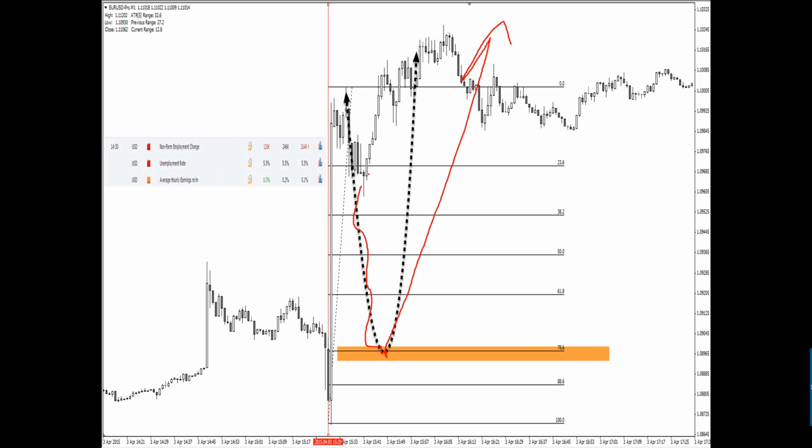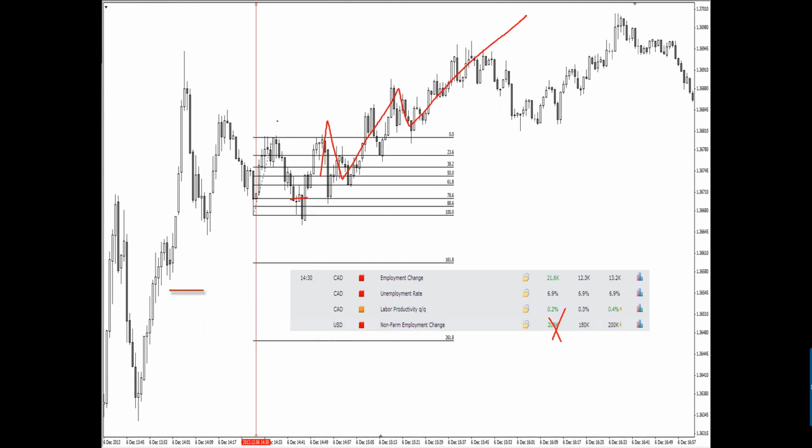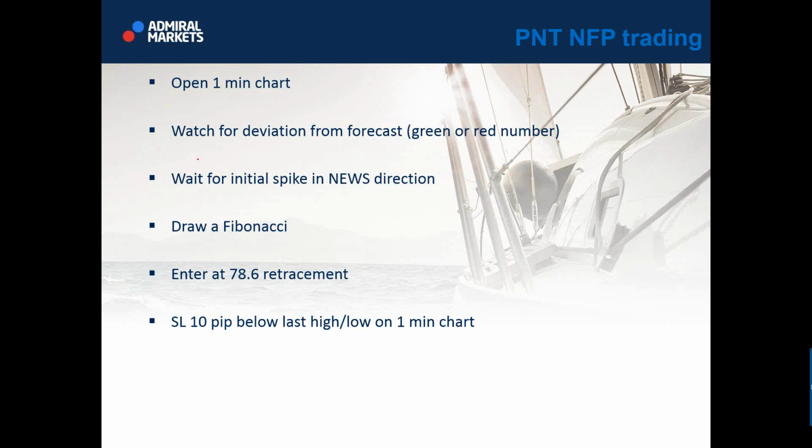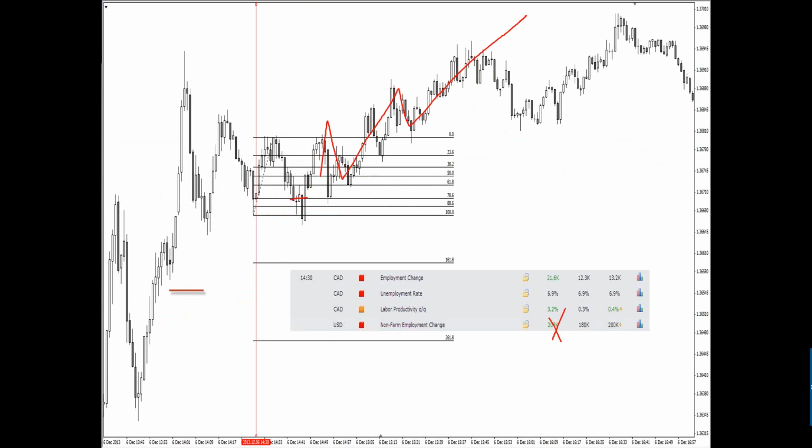So guys, once more, NFP trading. Watch for deviation, green on red. But sometimes pay attention, because spikes usually correspond, but sometimes, as in this example, they do not correspond to the numbers. It doesn't matter. Wait for the spike, then 78.6. Because your stop loss is not big.